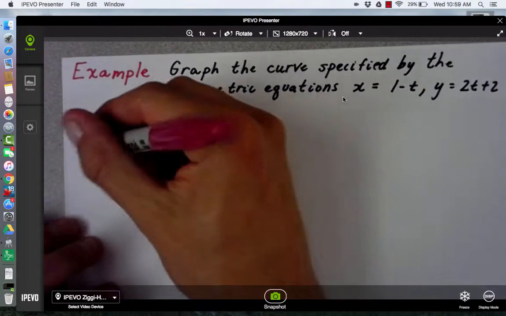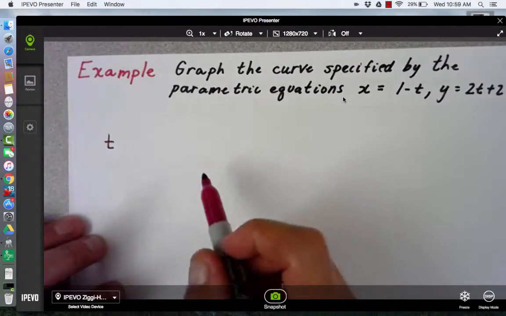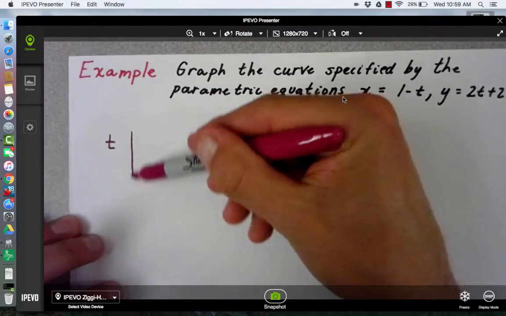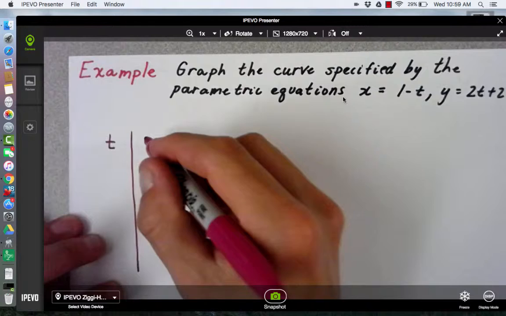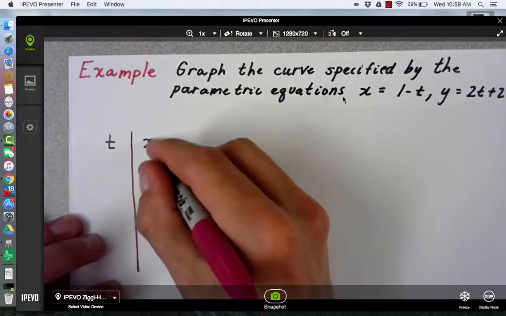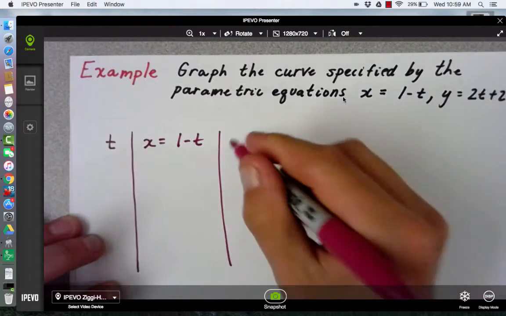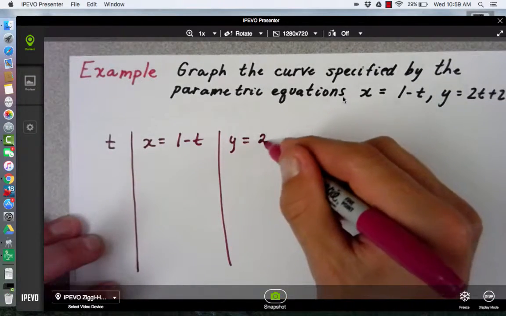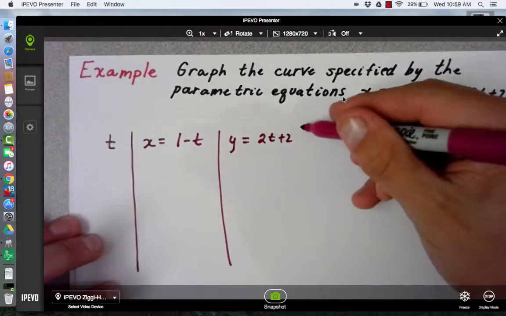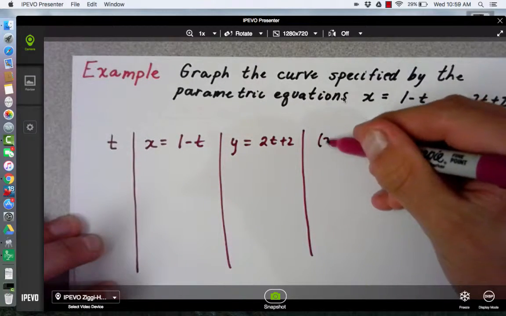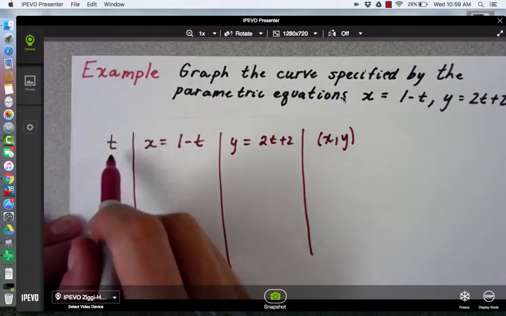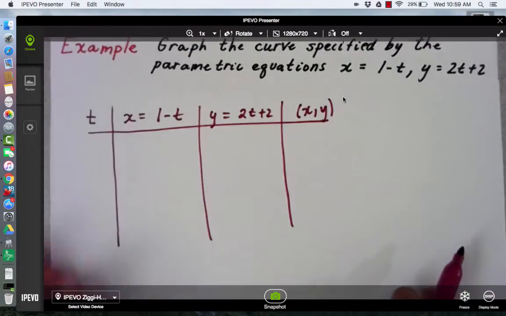You start by taking your t, and you're going to have x, which is 1 minus t, and you can leave some space so you can work these out. Then y equals 2t plus 2, and then your ordered pairs x and y. You can do it that way. This way is longer, but it gets the job done.